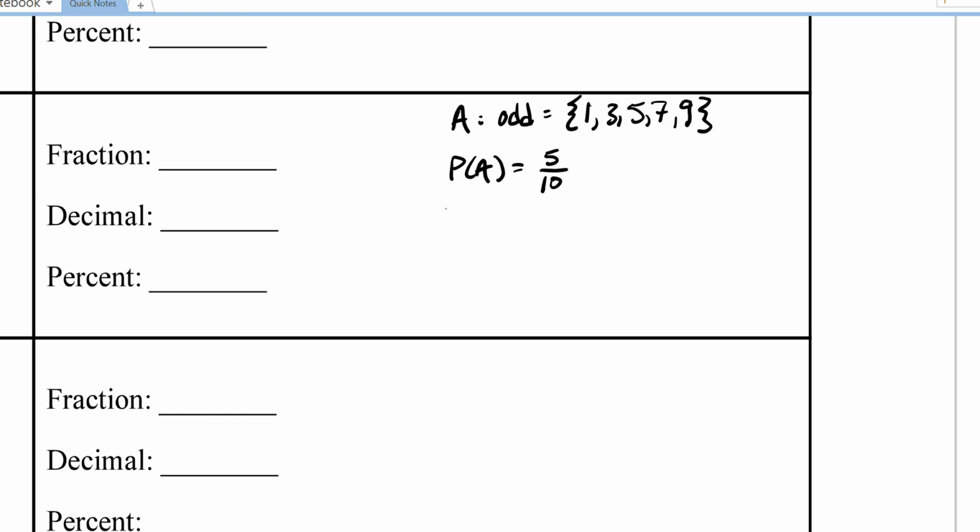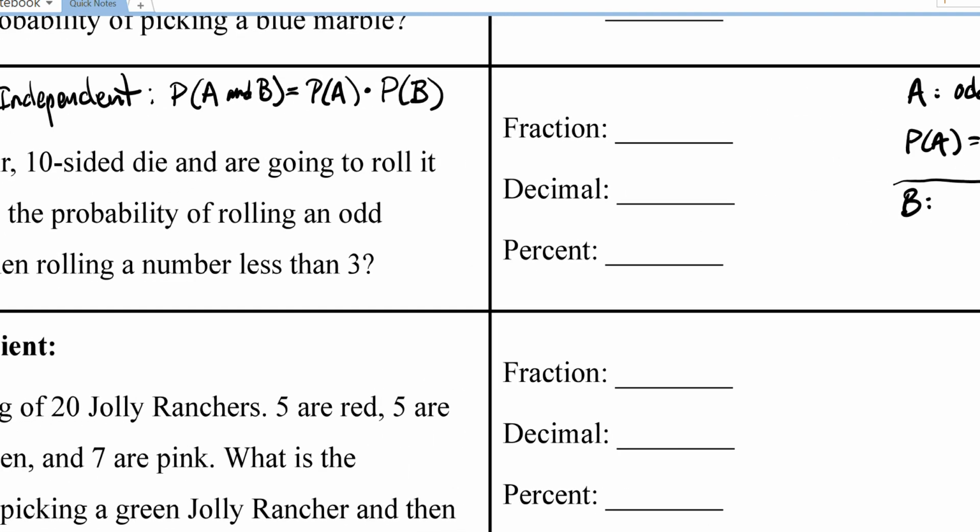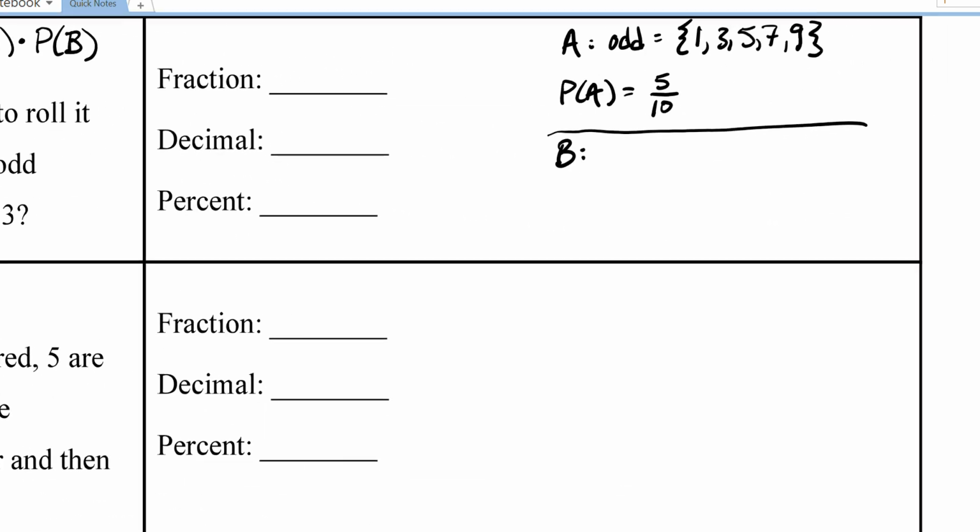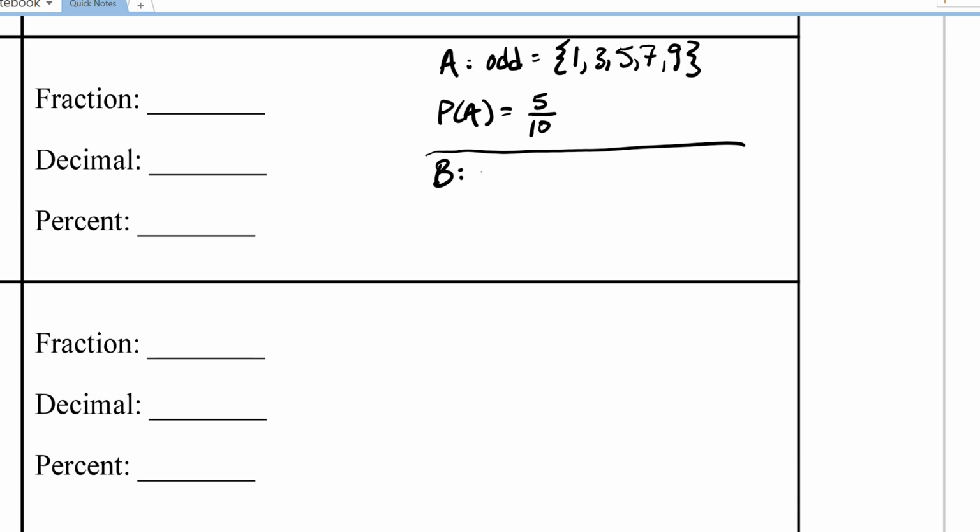And let's let B be a number less than 3. We'll put N for number less than 3, and so that is the set 1 and 2. It does not include 3 because 3 is not less than 3. A number is not less than itself. So the probability of B is 2 out of 10.